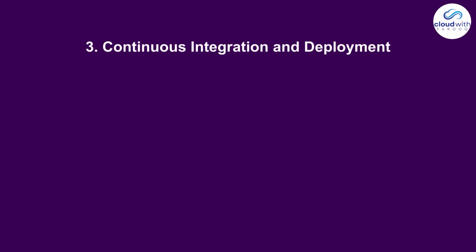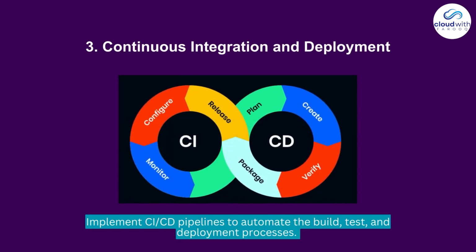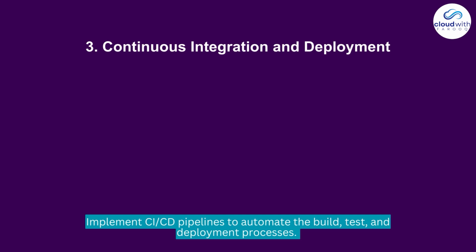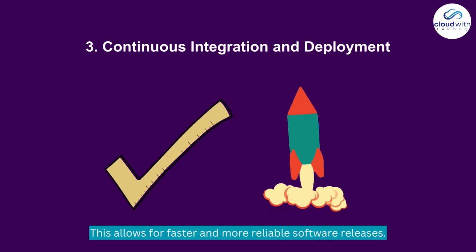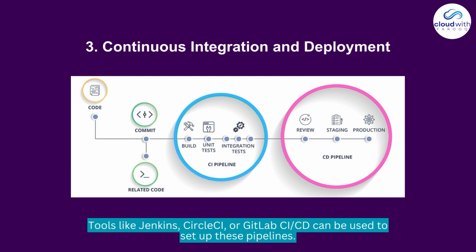Number 3, continuous integration and deployment. Implement CI/CD pipelines to automate the build, test, and deployment processes. This allows for faster and more reliable software releases. Tools like Jenkins, CircleCI, or GitLab CI/CD can be used to set up these pipelines.